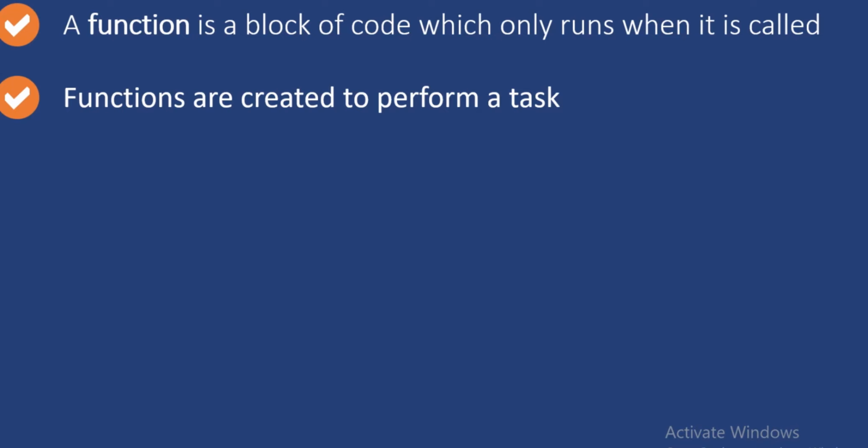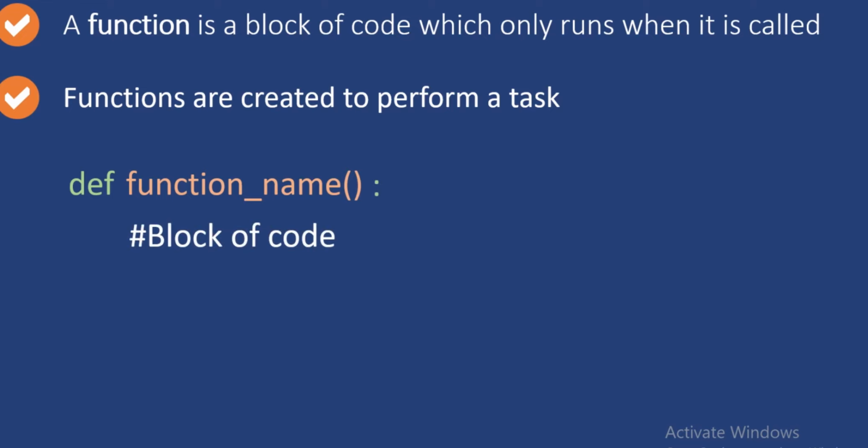Let's create a function. You use the keyword def, followed by the name of the function. It can be any name. Then you put a colon and execute a block of code. So this function will only be useful if I call the function. What is the name of this function? It is called function name. So when I call it, then it executes the code inside it.